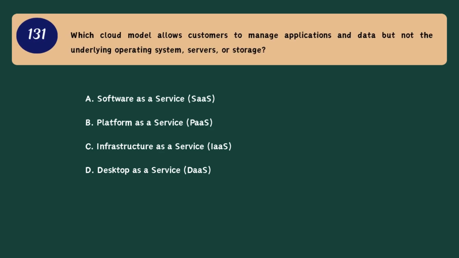Question 131. Which cloud model allows customers to manage applications and data, but not the underlying operating system, servers, or storage? A. Software as a service. B. Platform as a service. C. Infrastructure as a service. D. Desktop as a service.